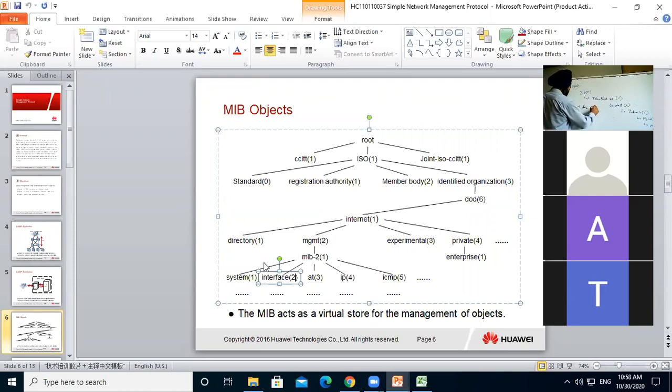So the ID for interface 2 is 1, then 3, then 6, then 1, again 1 comes for this, then 2, 1 and 2. So this is the ID for interface 2. This is a way to find the ID of particular objects.